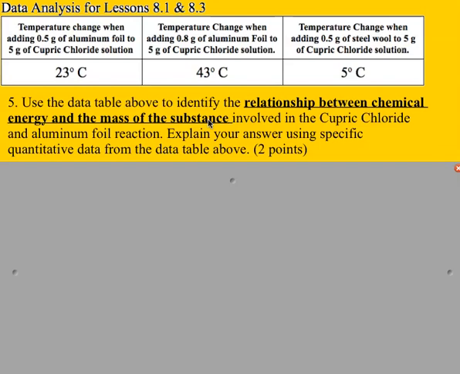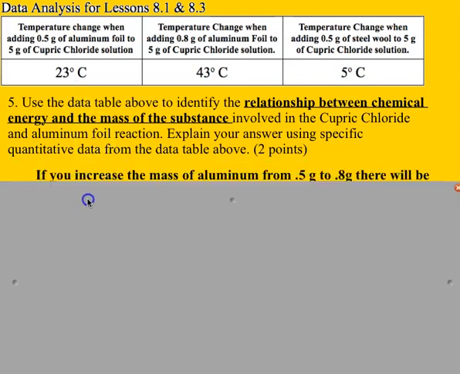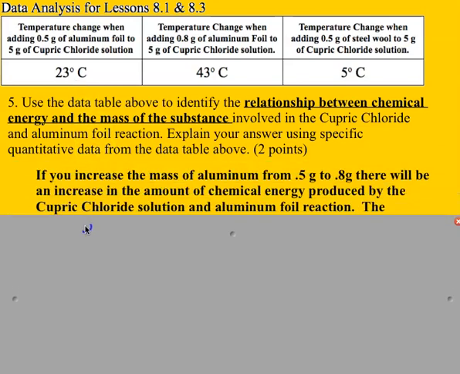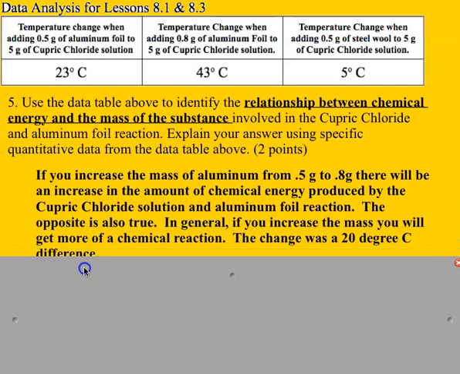Some of you said, oh, when we had 0.5 grams of aluminum foil, there was a 23-degree change. And when we added 0.8 grams of aluminum foil, there was a 43-degree Celsius change. That's great. I gave you a point, but you never identified the relationship. So what is the relationship? If you increase the mass of aluminum from 0.5 grams to 0.8 grams, there will be an increase in the amount of chemical energy produced by the copper chloride solution and aluminum foil reaction.